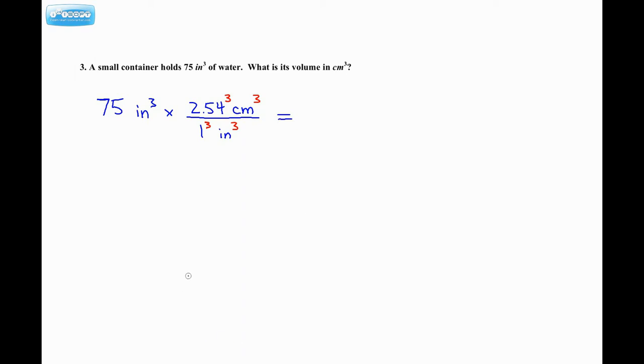Now, depending on what model of calculator you have, you might actually have a cube button, just like your squared button. But if you don't, you need to identify where your power button is. So these cubic inches cancel. With my calculator, I'm going to go 75 times 2.54, hit my power button, and then I have to type in 3, then equals, and I get approximately 1,229. This is cubic centimeters.